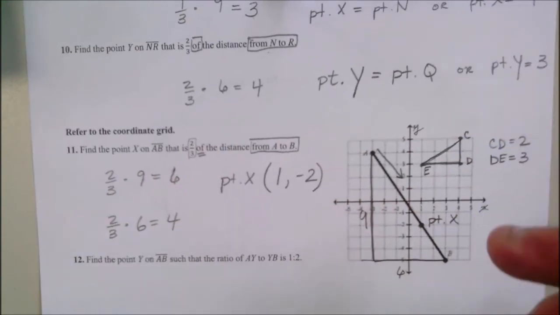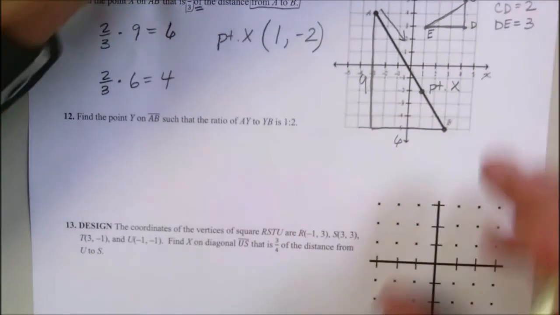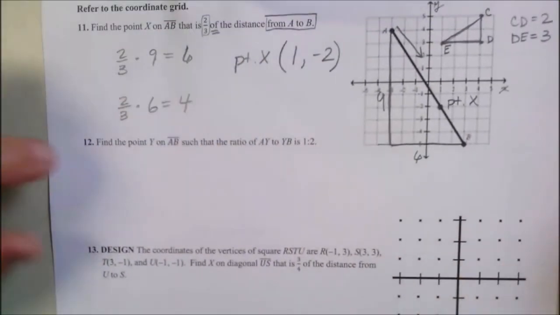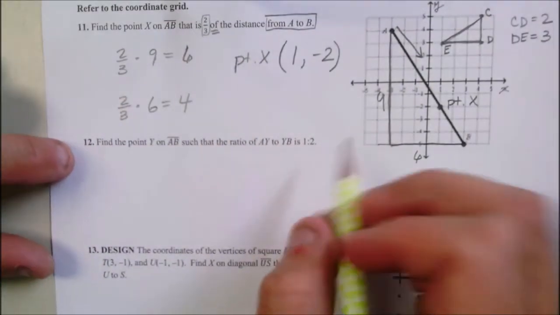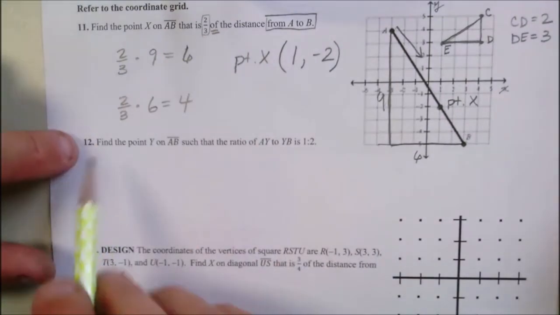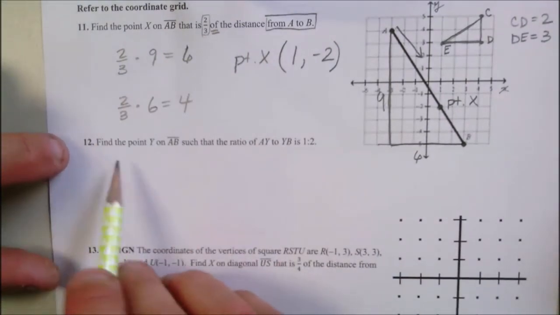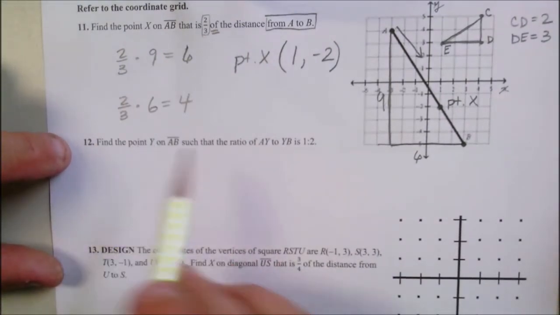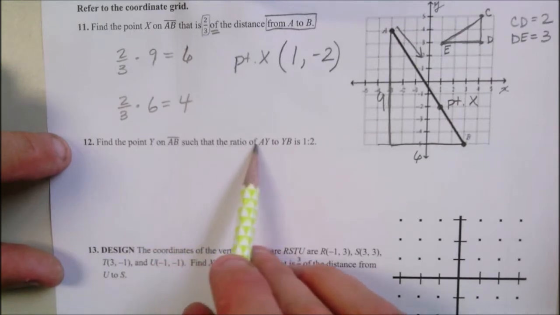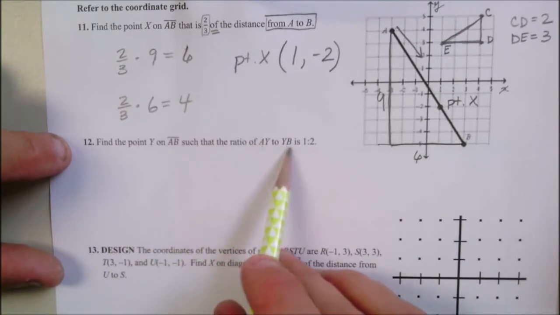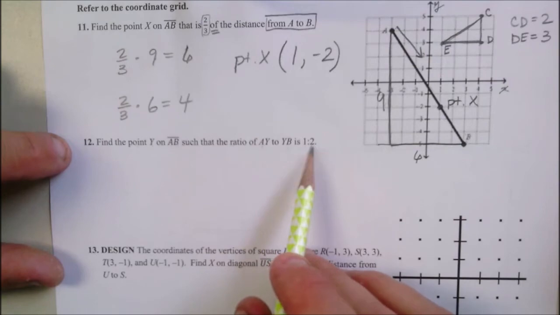Okay? All right, now, the next one is a little bit different. It's in a ratio. Now, what you need to understand about ratios, let me read it so that we are on the same page here. Find the point Y on AB such that the ratio of AY to YB is 1 to 2.